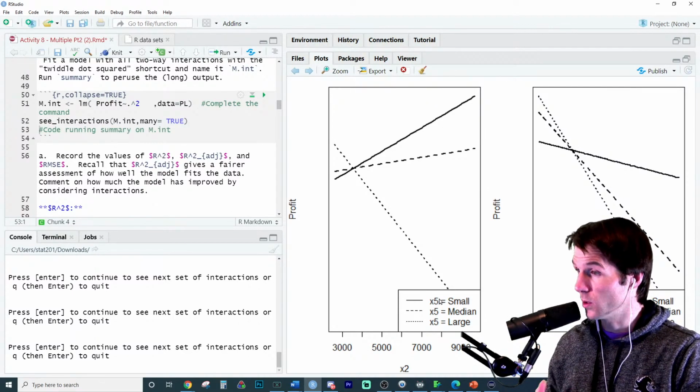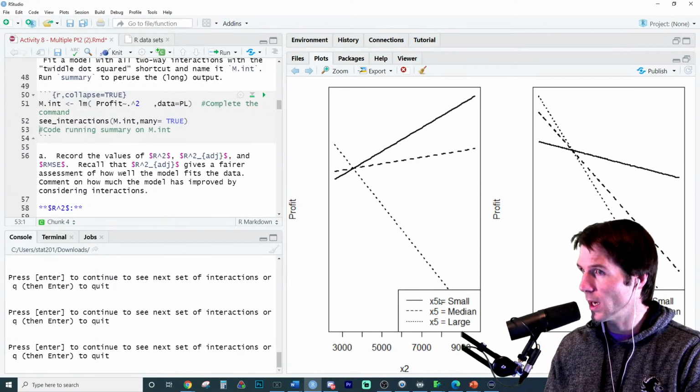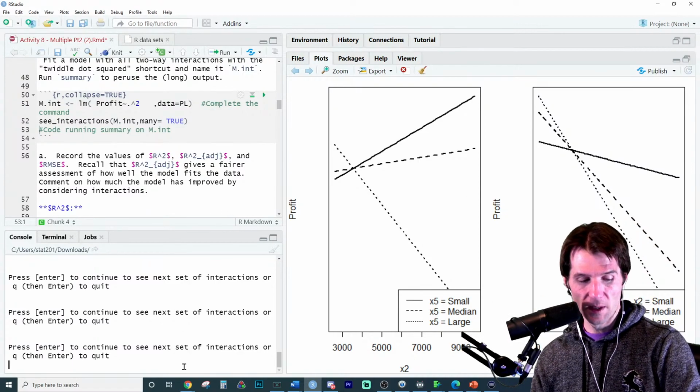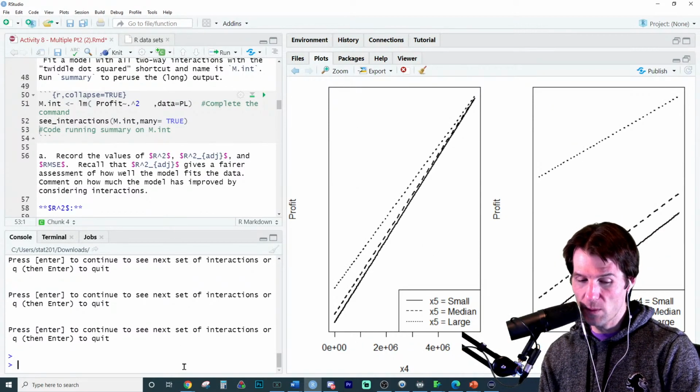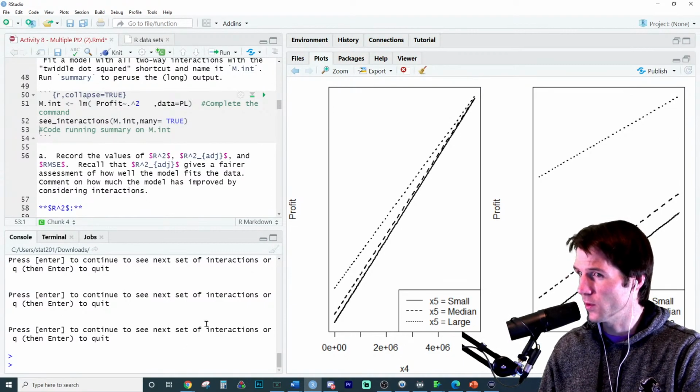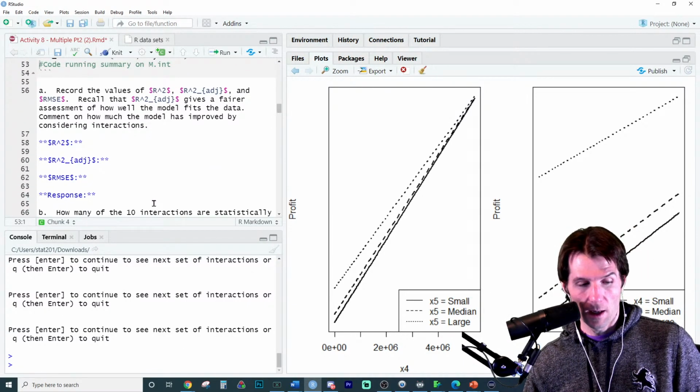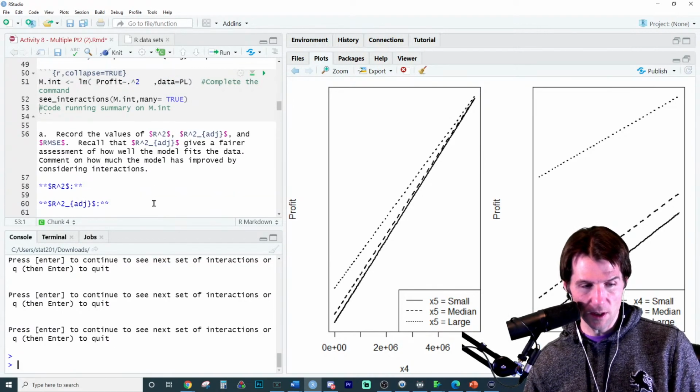Probably one of the hardest things for people to interpret in this class is interactions, and just practicing right here with it is great. We can look through the rest of the interaction plots, but it's just more of strong or weak ones, and I think we've seen the strongest and the weakest. We've done that. Well, we talked about, do we need to?